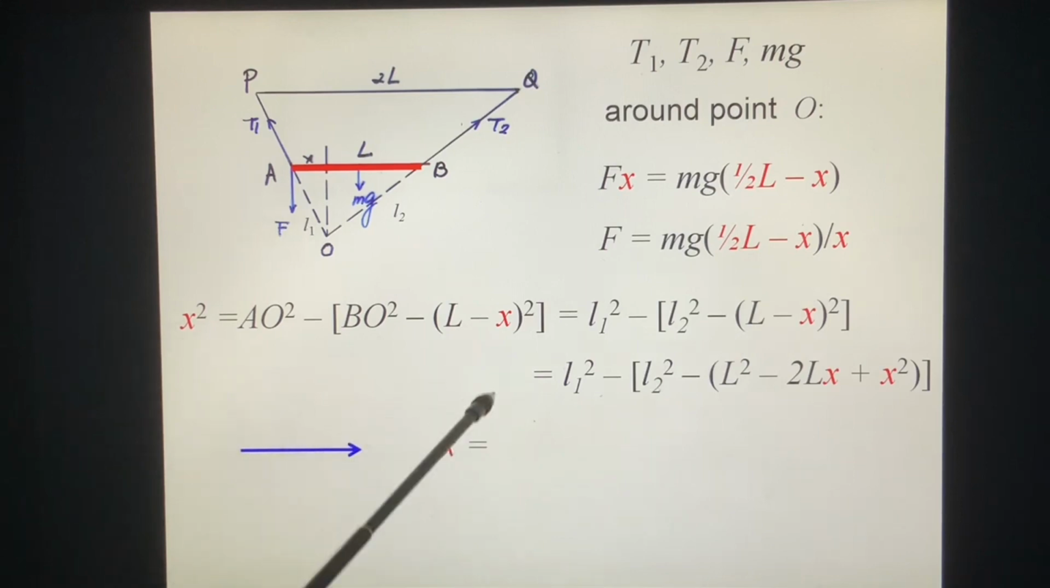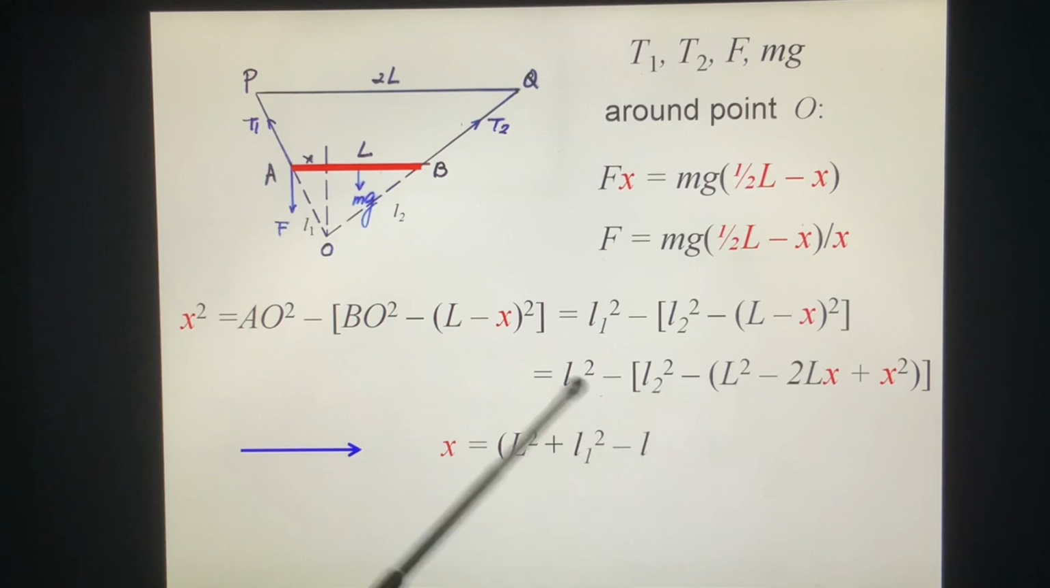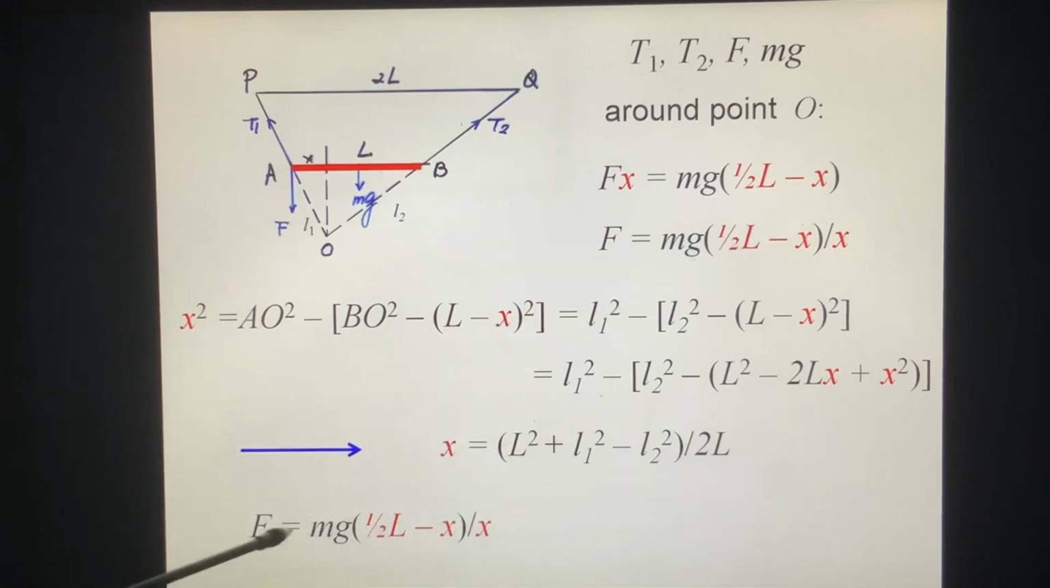Very easily we find x. x equals L squared plus L1 squared minus L2 squared over 2L. And then we put this x inside, and we get what we want. That's it. This is junior high school math, so I'm not going to do it.